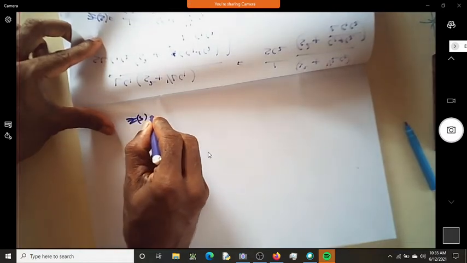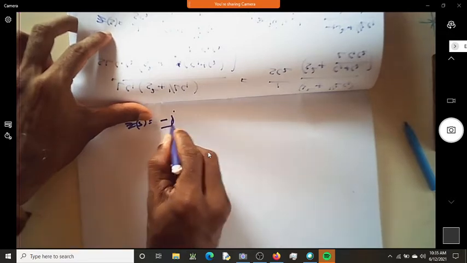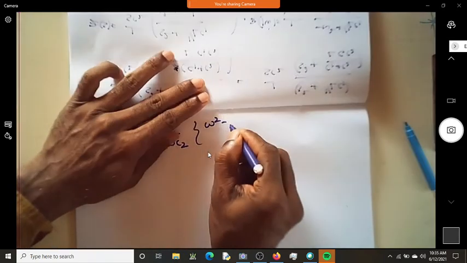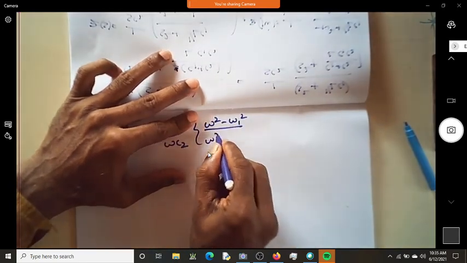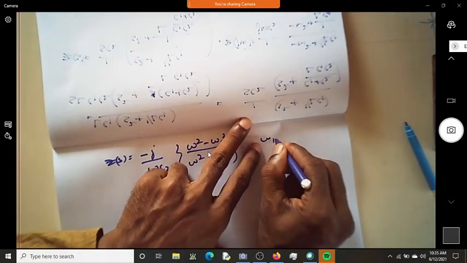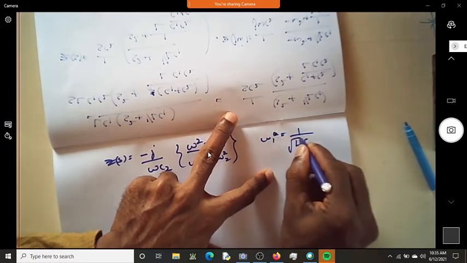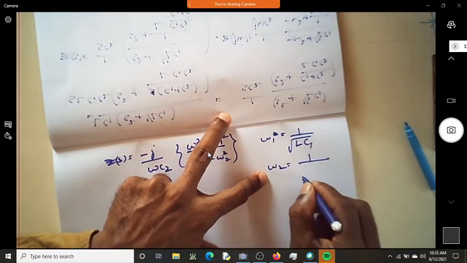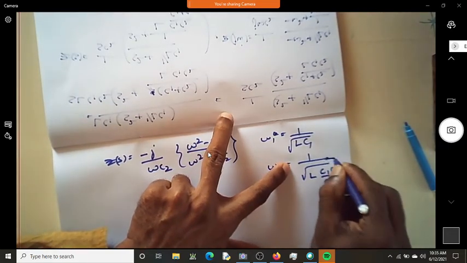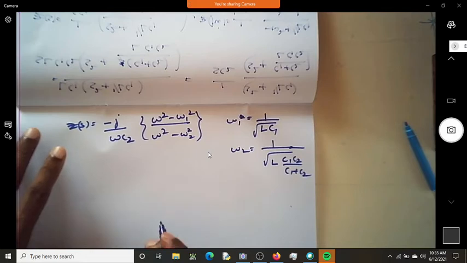So the equation reduces to, we are looking at the equation for impedance of the crystal, which is minus j by omega C2 times omega square minus omega 1 square by omega square minus omega 2 square. What is omega 1 square now? It is 1 over L C1. What is omega 2? It is 1 over root of L C1 C2 by C1 plus C2. Yes, sir.